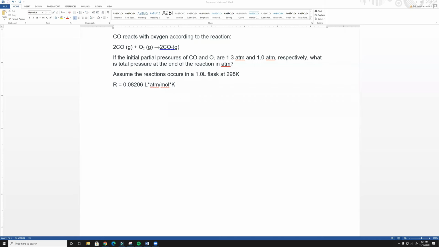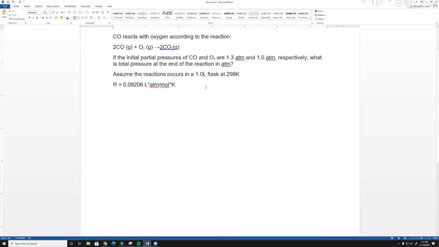In this problem, we have a gaseous reaction, and we have the initial partial pressures of both reactants that react to create the product of 2CO2. And our question is asking, what is the total pressure at the end of the reaction in ATM? We're given that the reaction occurs in a 1 liter flask at 298 Kelvin with our R constant.